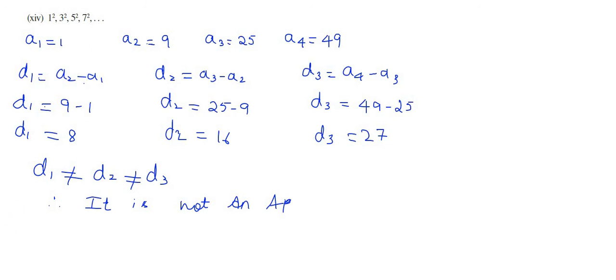Okay, next one, the last problem in this exercise. Now they have given a1 as 1 square, which is nothing but 1. The next, a2, is 5 square, which is nothing but 25. And a3 is 7 square, which is nothing but 49. And a4 is 73. There is no need to simplify that, they have given it.